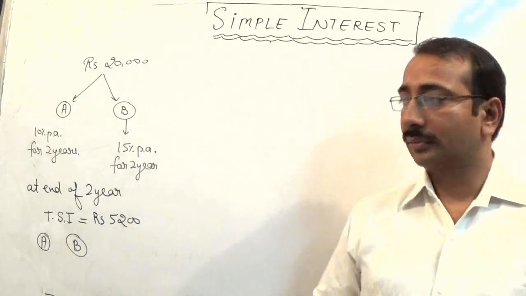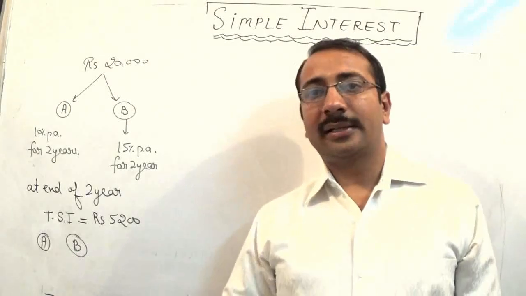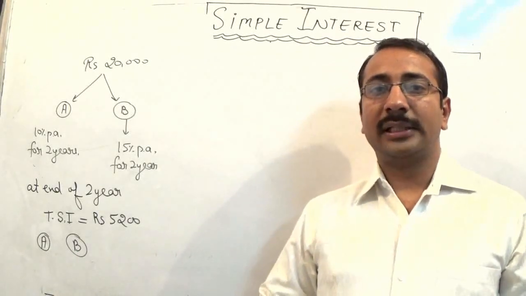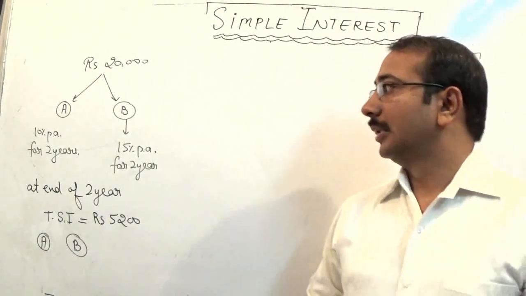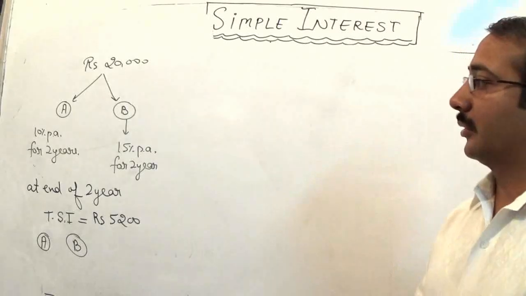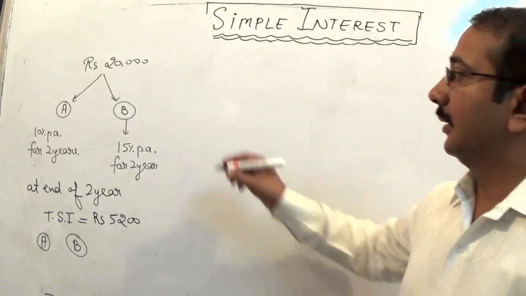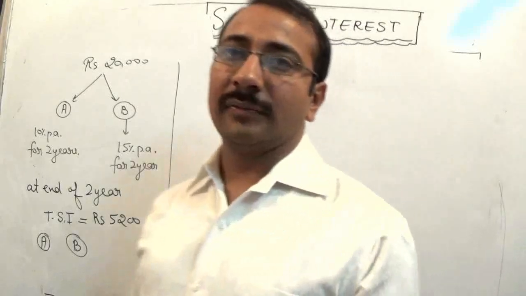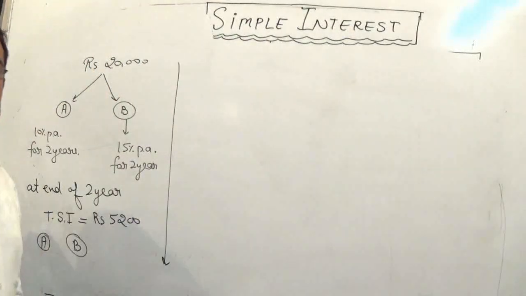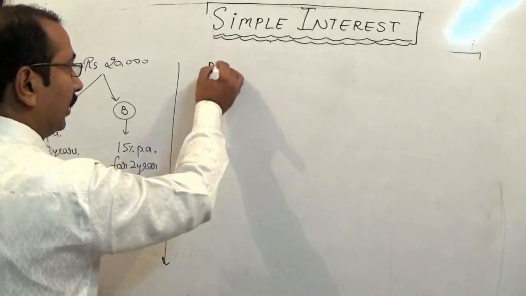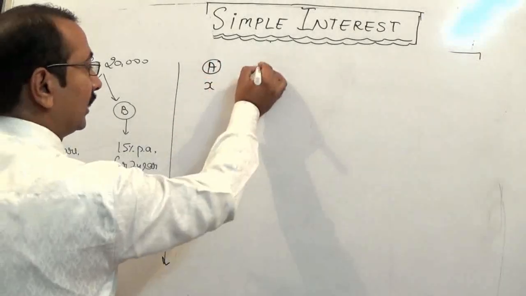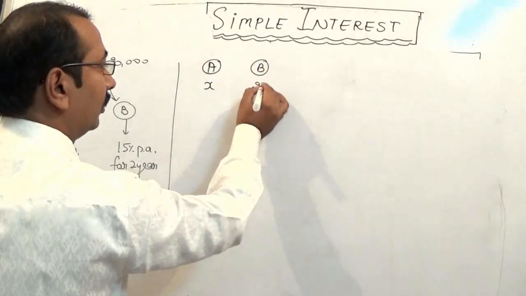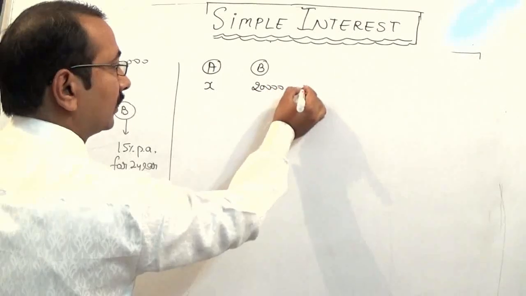We have to find out how much money he had given to A and how much money he had given to B. Now, when I look at this question, we have two approaches in answering this question. The first one is our basic approach, that is taken as the general approach. I can assume that money given to A is equal to X. Then I can say money given to B is equal to 20,000 minus X.